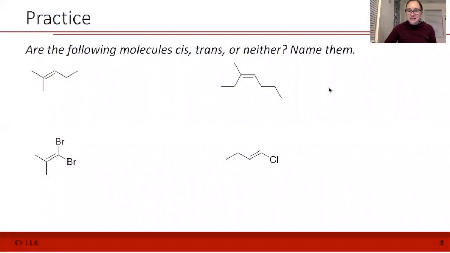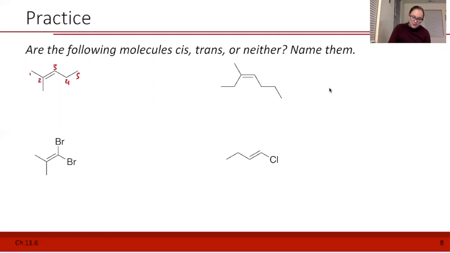All right, guys, let's go over the answer to these practice problems, naming cis-trans isomers of alkenes. It says, are the following molecules cis, trans, or neither, and name them. We'll go ahead and name them first because we need to put the cis-trans isomer in the name. So let's start off by numbering our carbons. Remember, we start numbering with the side closer to the alkene. So I'm going to number 1, 2, 3, 4, 5.